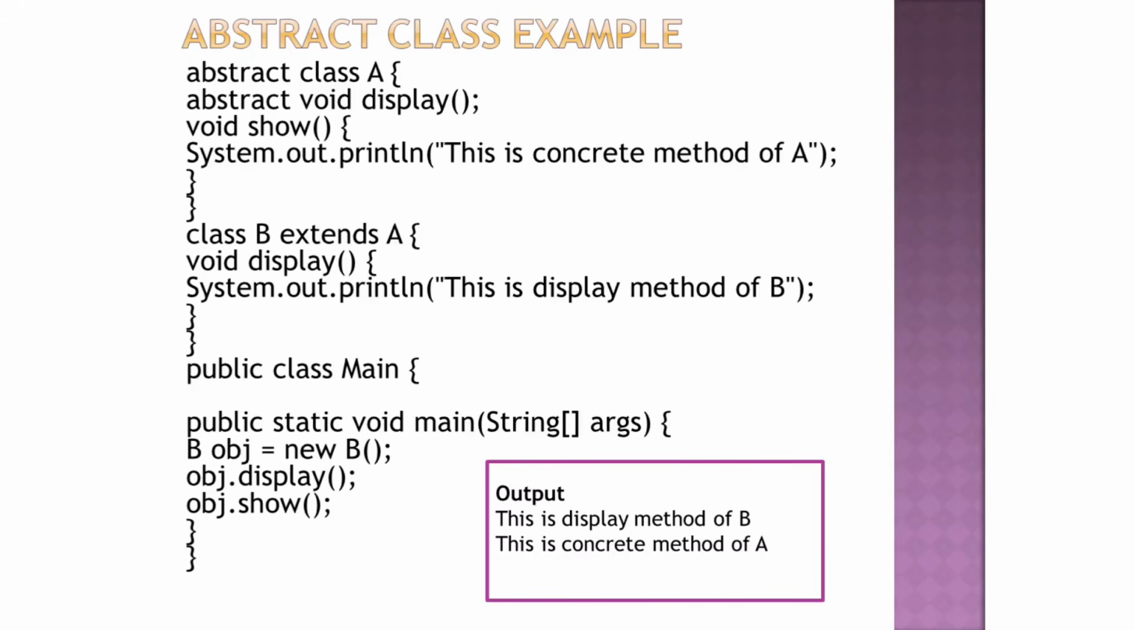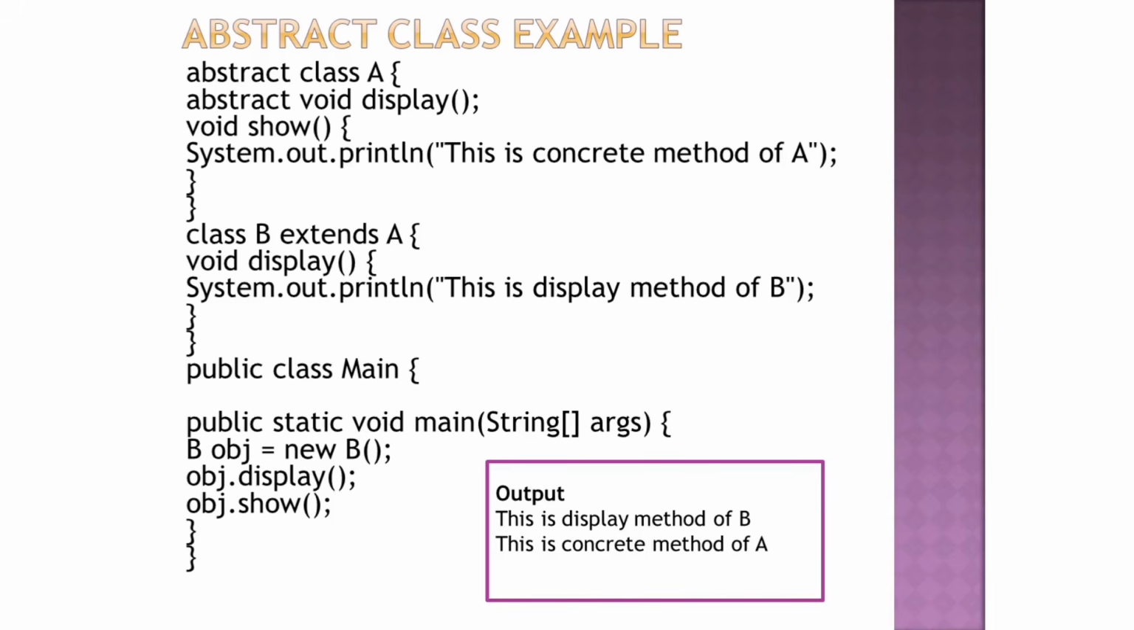Now let's go through the complete abstract class example given in the PPT. First, we have abstract class A. This means class A is an abstract class. Inside class A, we define abstract void display. This is an abstract method because it does not have a body. Then we have another method, void show. This is the concrete method because it has an implementation. Inside this method, we print "this is concrete method of A".